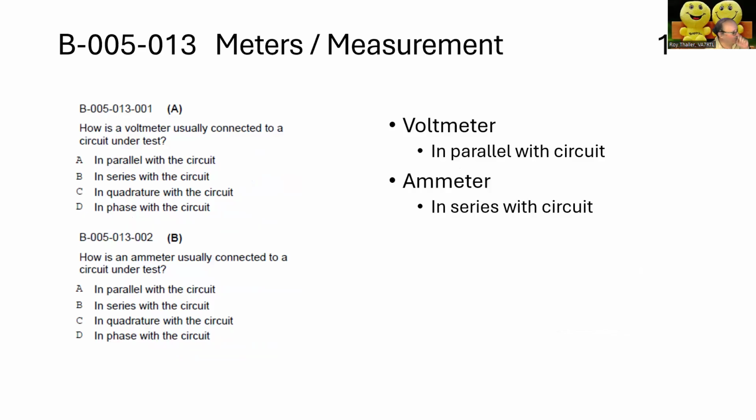Okay, now we get into the section here on measurements. So how is a voltmeter usually connected to a circuit on the test? So that's in parallel with the circuit, so that's A. How is an ammeter usually connected to a circuit on the test? That would be in series with the circuit, so B would be the correct answer.